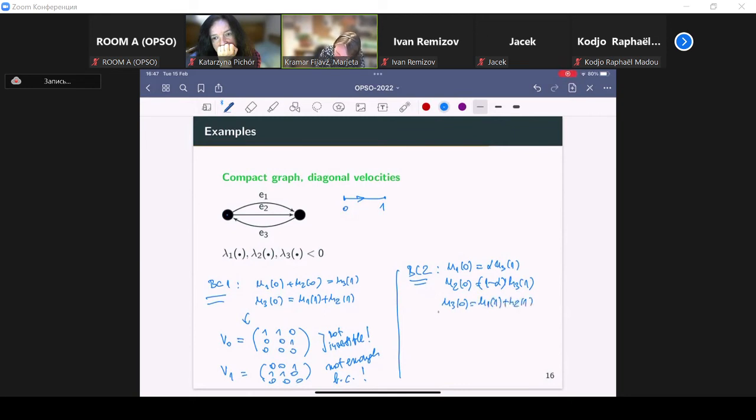And now we have this matrix, which is just identity, and the other one is, what is this? 0, 0, alpha, 0, 0, 1 minus alpha, 1, 1, 0. And you see that this guy is invertible, so we have C0 semigroup generation. So this is a very simple example.